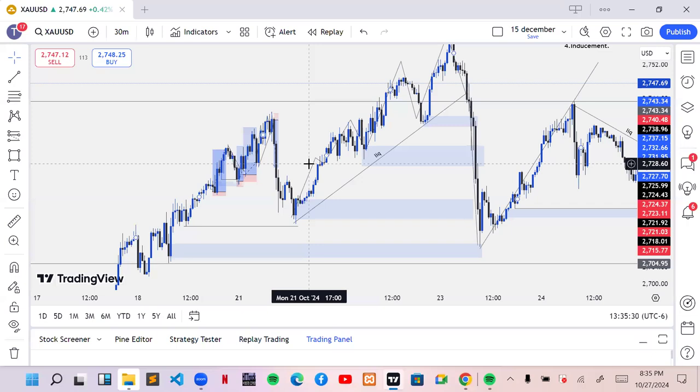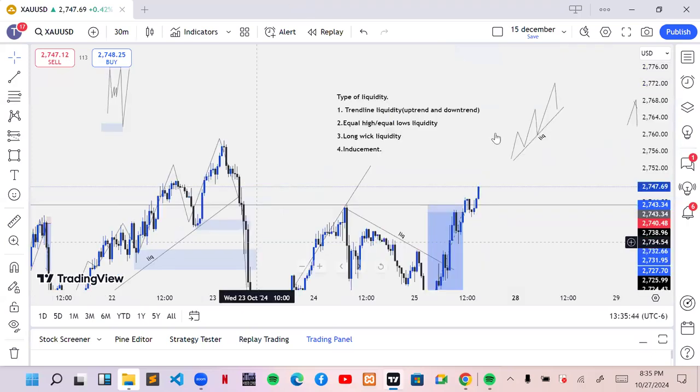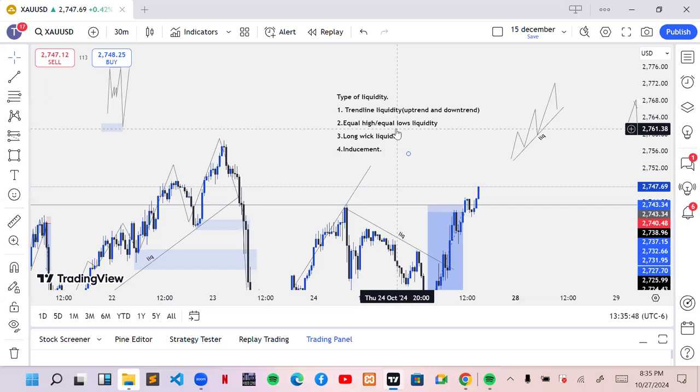Once the market has left that trend line liquidity, it will now trigger a point of interest that is closest to that trend line liquidity. After triggering it, that's when you can start seeing signs of a reversal in the market. Hope I'm well understood. So after equal highs and equal lows liquidity, that's what we call long wick liquidity.